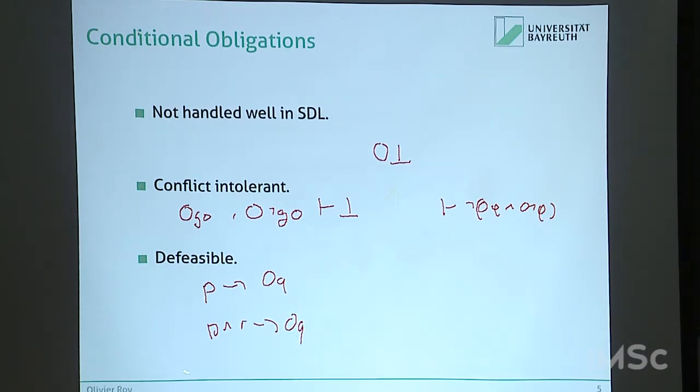So that's a feature of conditional obligation, on top of the Chisholm example that I told you before, which is not handled well in standard deontic logic. Okay, so this is the feasibility aspect.